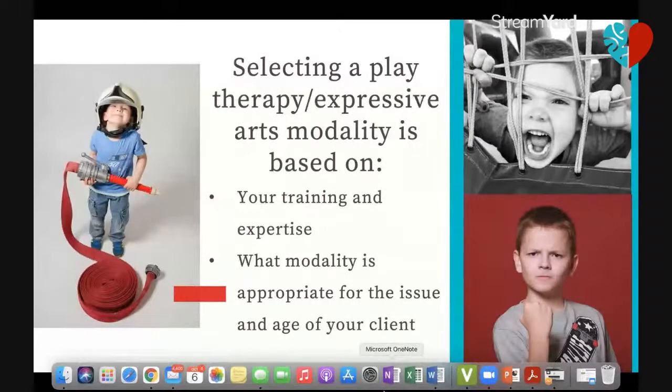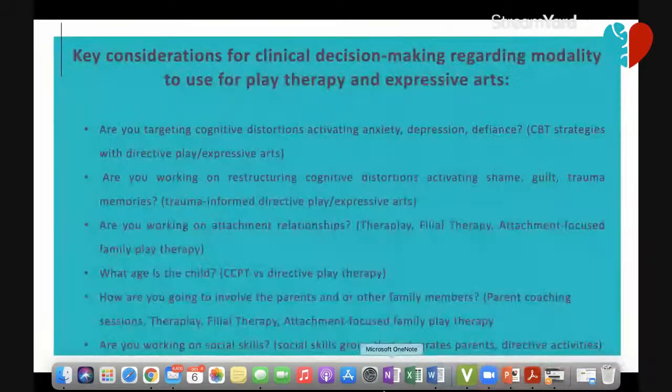Most of us use an integrated approach. I'm a firm believer that one size really doesn't fit all. And any of those modalities that we use, we need to make sure that we're trained how to use them. And then the other big thing is, of those modalities that you're trained in, which ones are appropriate and effective for the issue that your client is coming to you with and the age of your client. Those are really important things to consider.